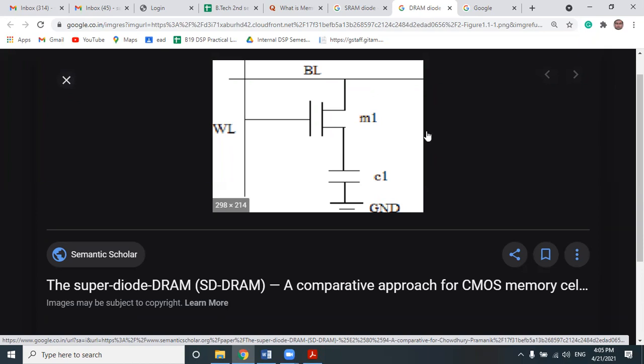And the capacitor has a drawback. What is the drawback of the capacitor? The drawback is that it has a normal leakage capability. That means the electric charge stored inside the capacitor will automatically leak after a short time, milliseconds. So that's why you have to refresh this circuit again and again to regenerate the electric charges within the capacitor.